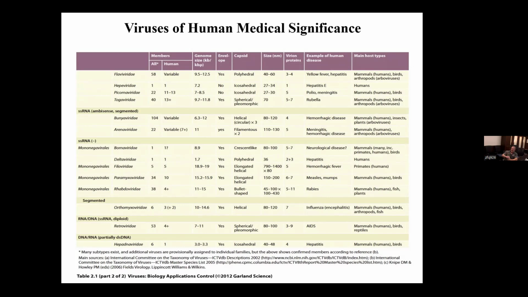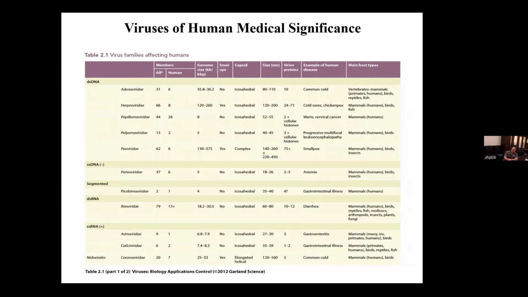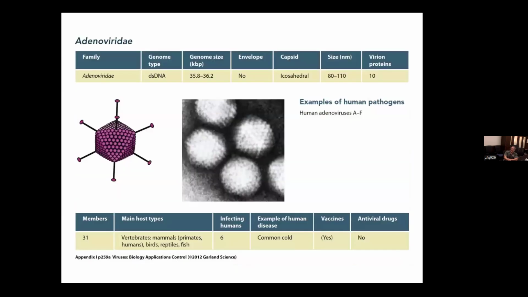So this is just kind of to give you an idea of what some of these viruses of human medical significance are. Again, this is not an all-encompassing list, but it lets you know that regardless of the genome type or even the organization of the genome, there's probably a virus out there that's capable of infecting humans and causing some kind of significant human disease. So these last few slides, we're just going to look at some basic examples of some of these things to give you an idea of what some of these are.